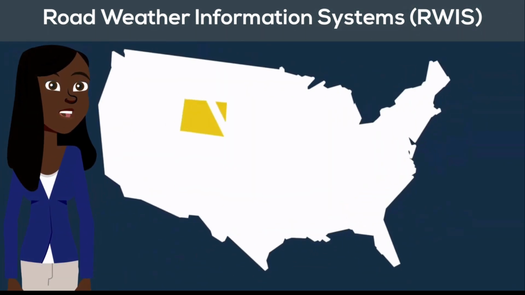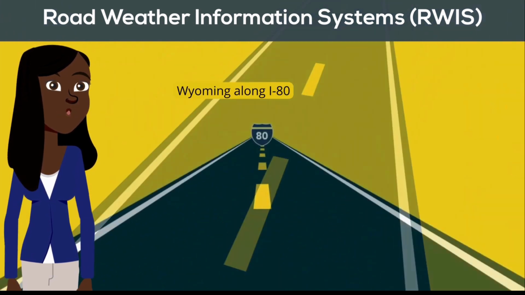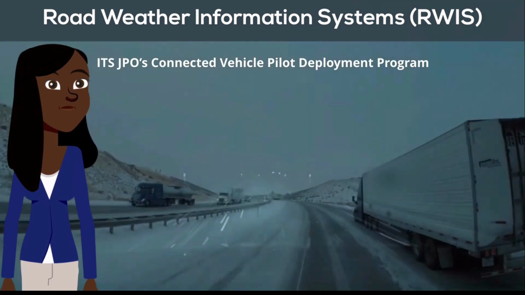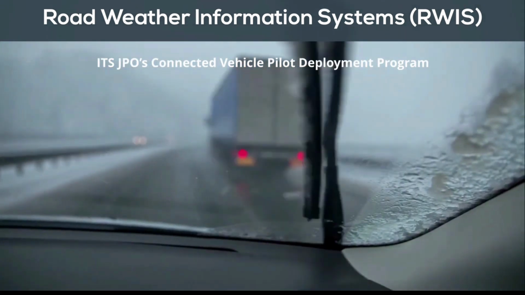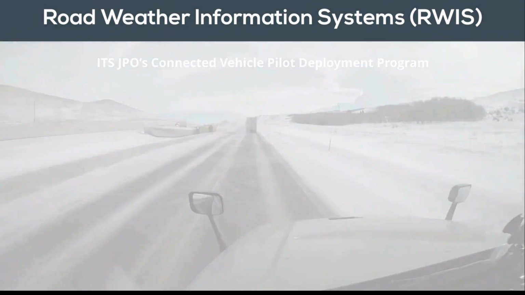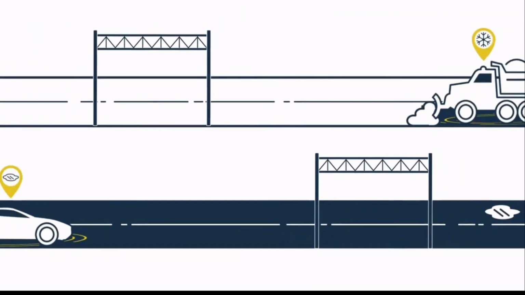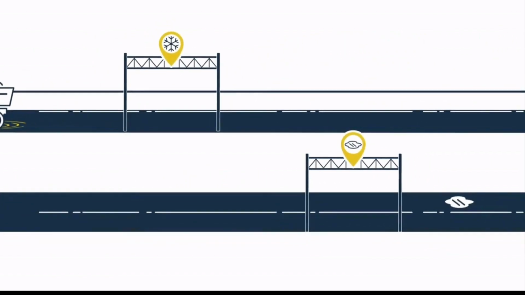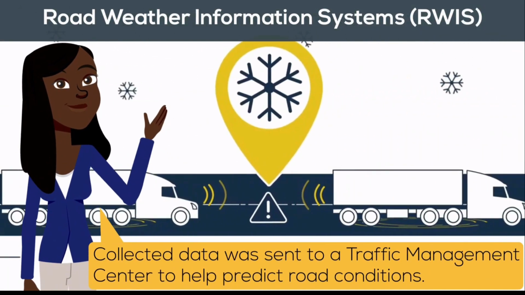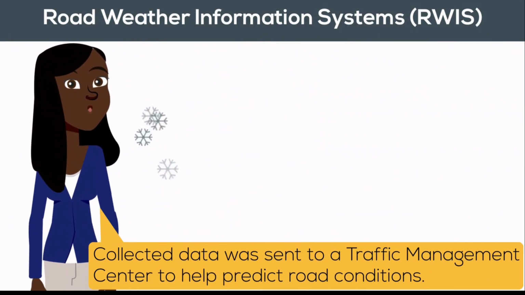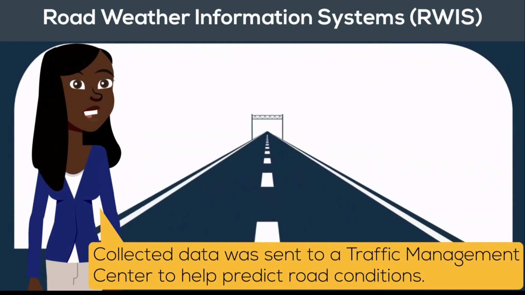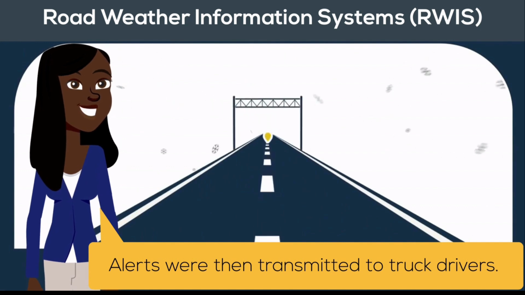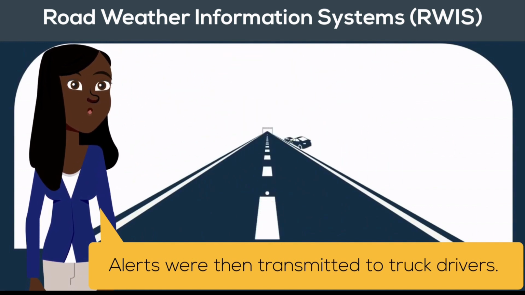A system like this was deployed and evaluated in Wyoming along I-80 for the ITS Joint Program Office's Connected Vehicle Pilot Deployment Program. This corridor was prone to harsh winter weather conditions that can result in significant traffic incidents on the freeway, including major truck incidents. Special weather sensors were placed on snowplows and along an interstate. Any data they collected was sent to commercial vehicles and a traffic management center, helping predict road conditions. Alerts like severe weather warnings, speed recommendations, and road closures were then transmitted to truck drivers.